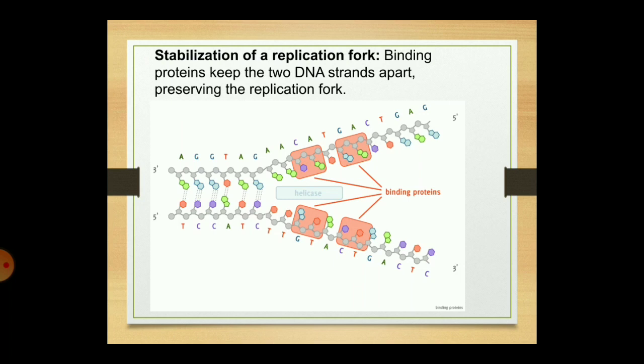After the formation of the replication fork, the two strands are stabilized with the help of proteins, which are called binding proteins. The binding proteins keep the two strands apart, preserving the replication fork. These binding proteins prevent recoiling of the separated DNA strands.